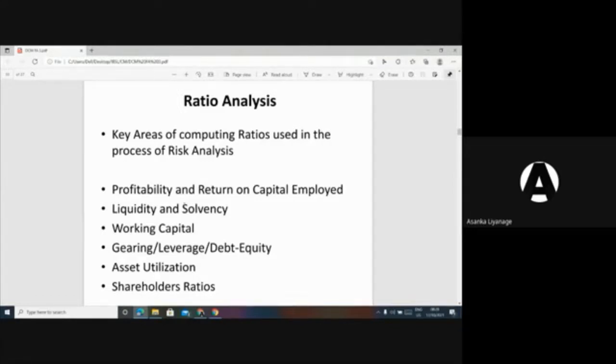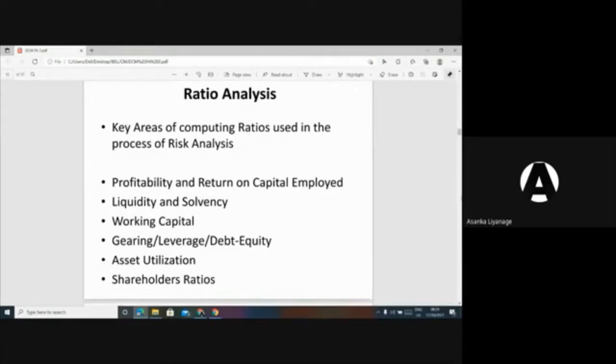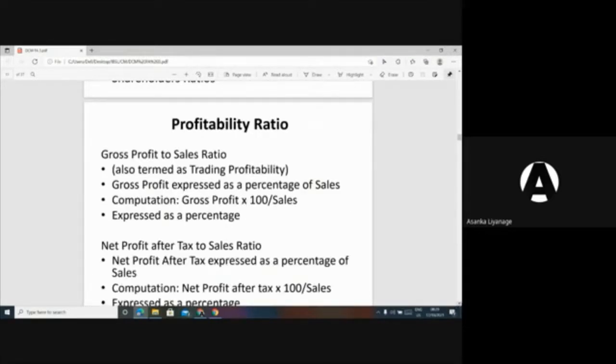Then number 5, how well you have utilized your assets. There is a set of ratios to give some indication about the company's asset utilization. Then the final one, shareholder relation or investor relation ratios. Investors are much worried about these ratios. This is for their information. Right, one by one, we will discuss these ratios under each of these categories. First, we'll move on to the profitability ratios.